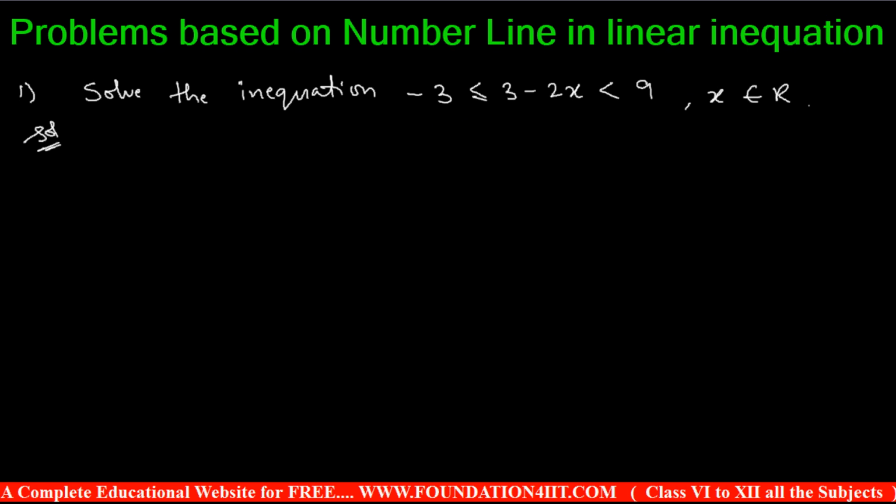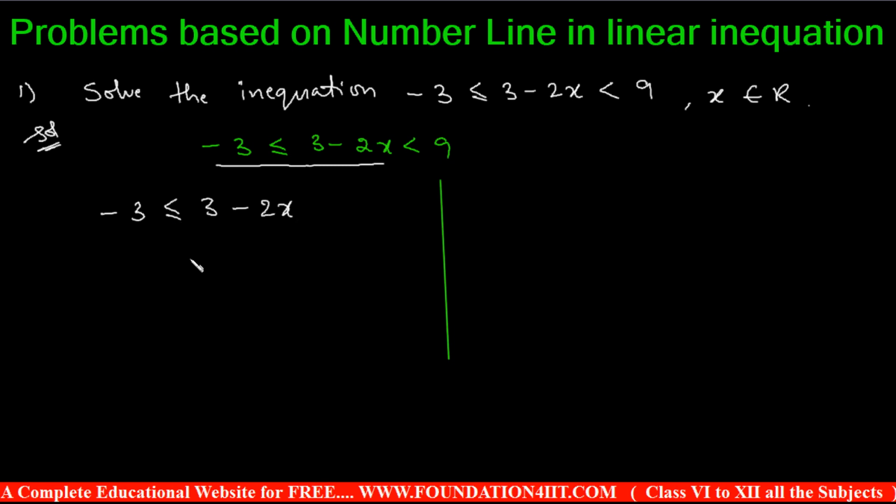Okay, so when you see this question, minus 3 less than or equal to 3 minus 2x less than 9, this type we can solve in two cases. We take the first two, since in total we have three expressions, 1, 2, 3, and the middle is repeated. That means minus 3 less than or equal to 3 minus 2x. We'll take that one and we'll solve.